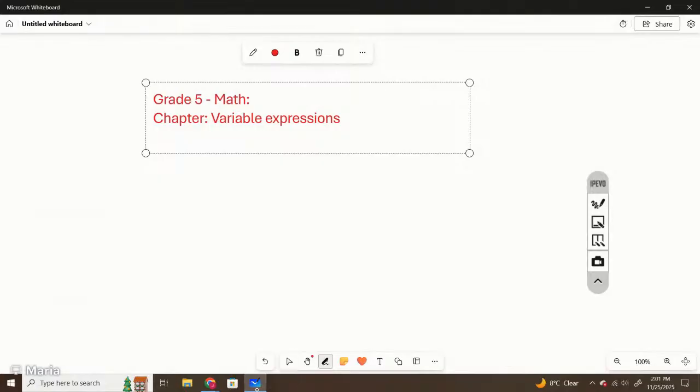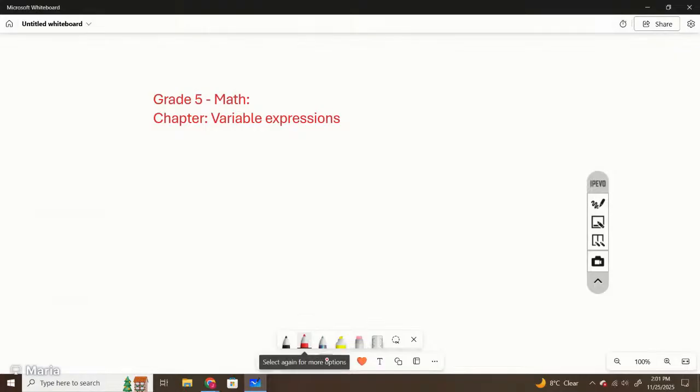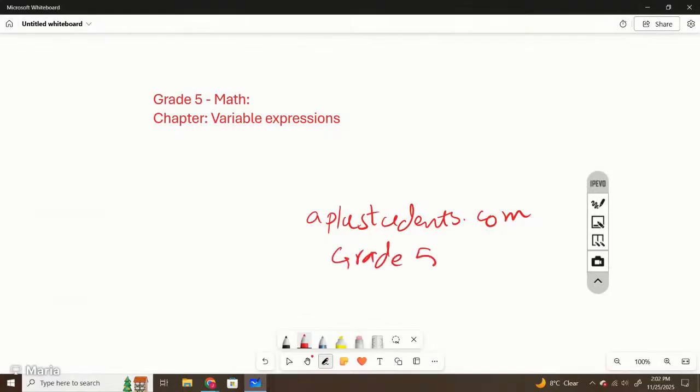You can find all the lessons on aplusstudents.com. You have to log in there using your email address and password as provided by the administrator. Then you have to select math from the subject tab. Scroll down to grade 5 math and then click on view all lessons. There you can find a list of the chapters.